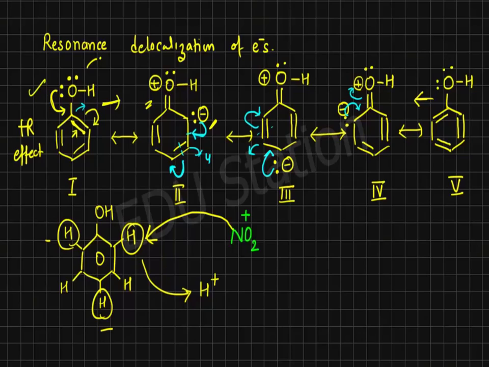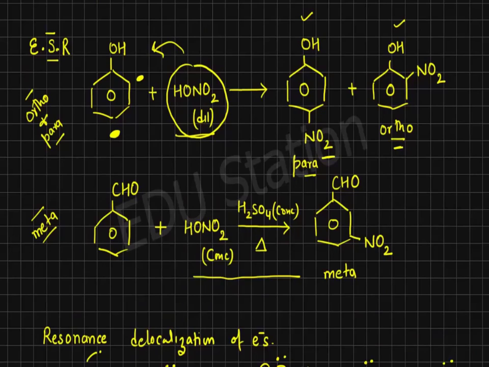So, why is phenol ortho para directing? Simple answer, because of its plus R effect. I hope this is clear. Now, in phenol the reaction occurs very easily. If you recall, here we only use dilute nitric acid and the reaction happened because these points were electron rich, this and this. So, nitro was willing to attack on this, you did not require any catalyst or anything.